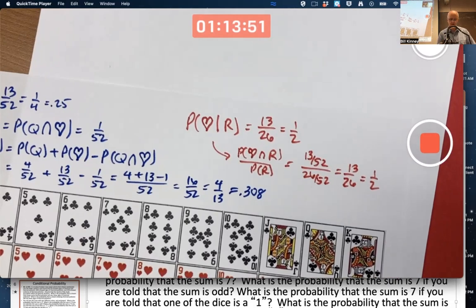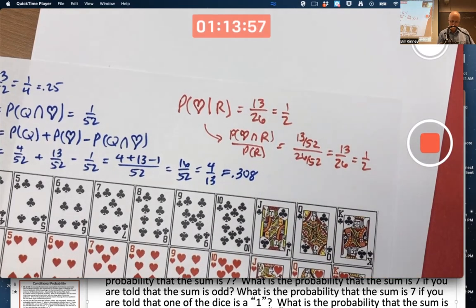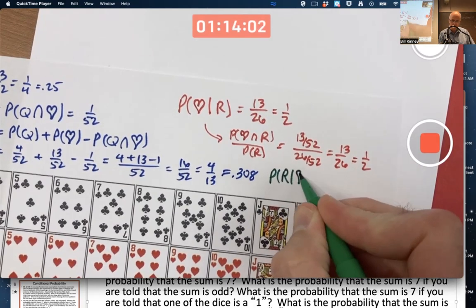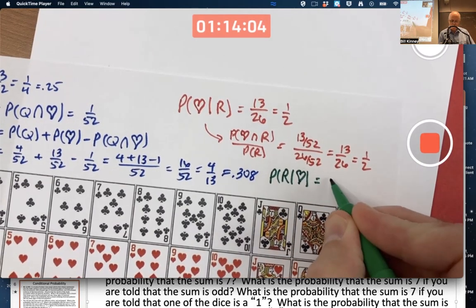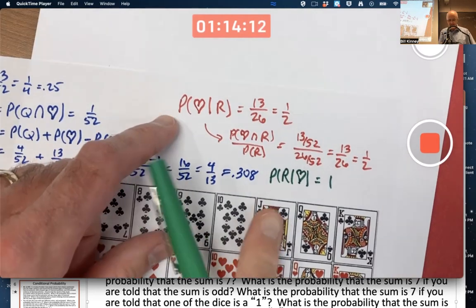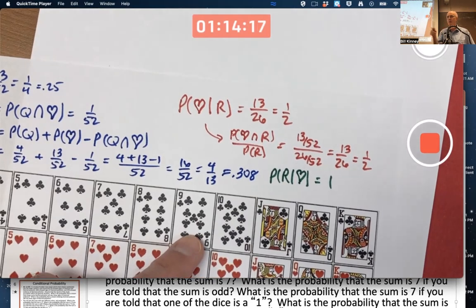Hang with me, give 30 more seconds. What's the other conditional probability? Where you switch them around, the probability of being a red card, given that it's a heart. Hey, that's 1. If you know it's a heart, it's for sure red. And these are not equal. You should not expect that if you switch around which probability you're finding and which event you're given, that you should get the same answer.